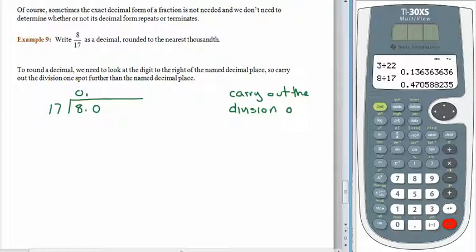One more place than is actually stated, which means we're going to stop after 4 decimal places. Actually, I shouldn't say we. What I really mean is you. Pause the recording one more time, carry out the division until you have 4 decimal places, and then start the recording again.